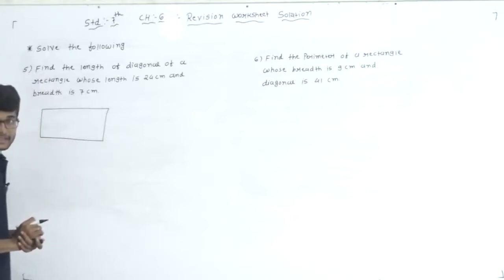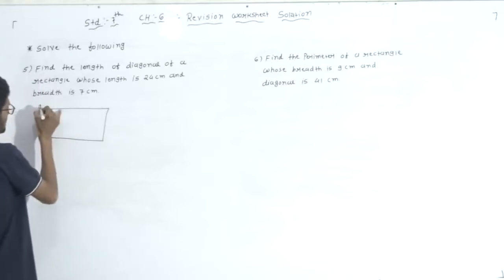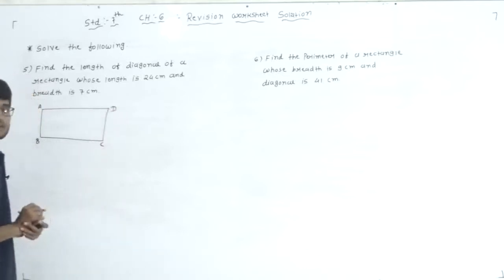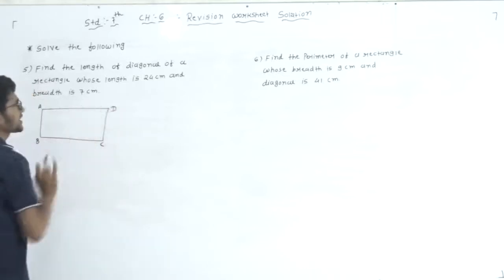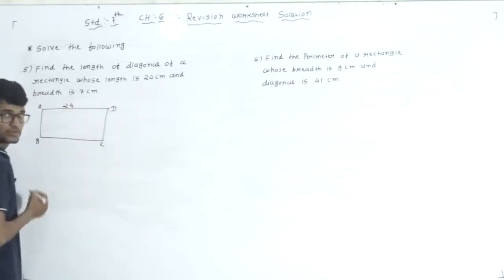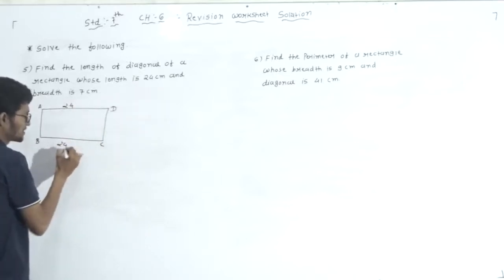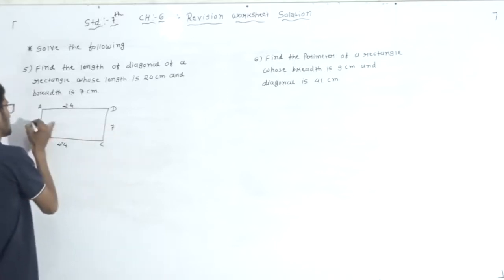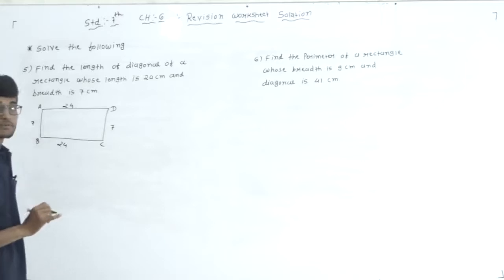this one is our rectangle. Give the name A, B, C and D. Right? In this rectangle, length is equal to 24 centimeters. Means here is 24. So opposite sides are the same. This means this one is also 24. And the breadth is 7. This means this one is 7 and this one is also 7.